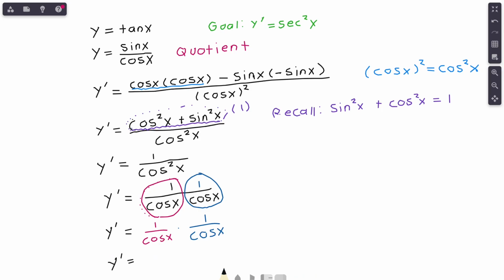And finally, what is 1 over cosine x? That's secant of x. So 1 over cosine x is secant of x. So we got secant of x times secant of x, and that is secant of x squared.